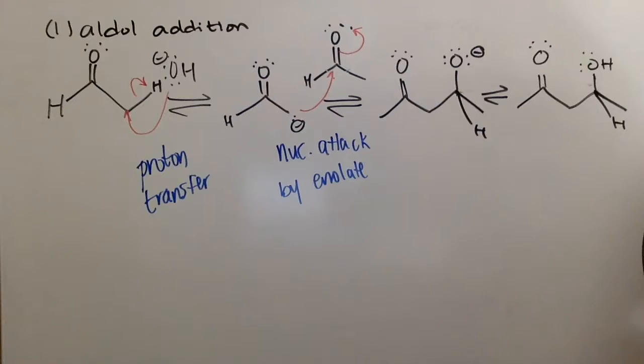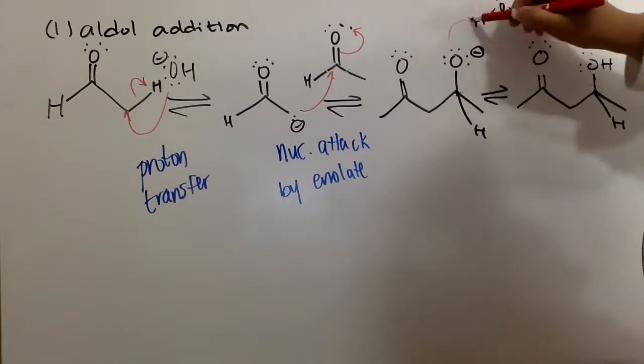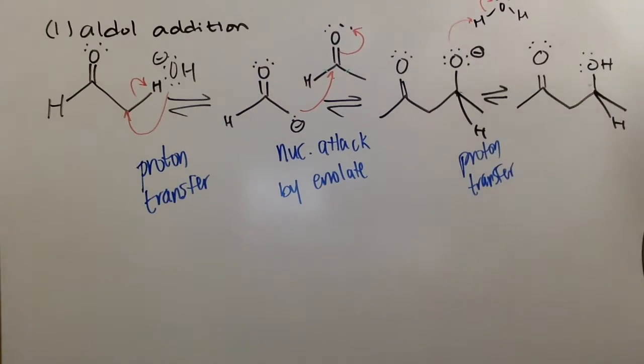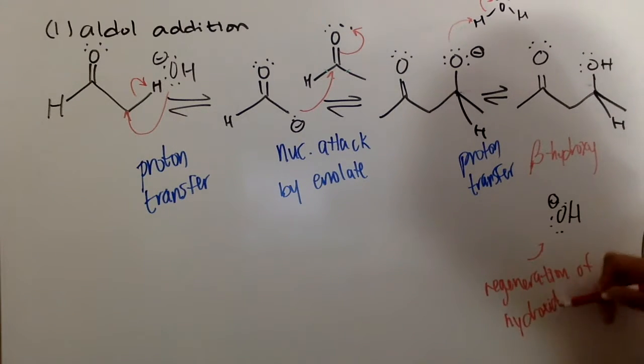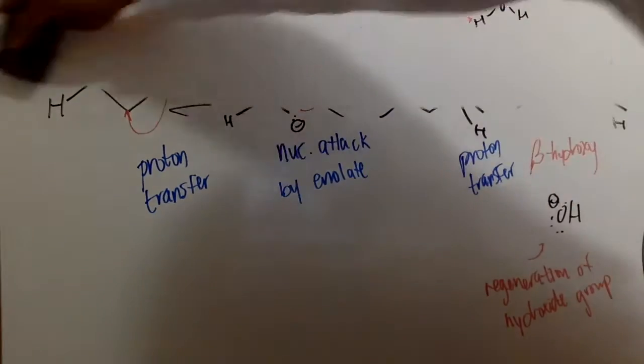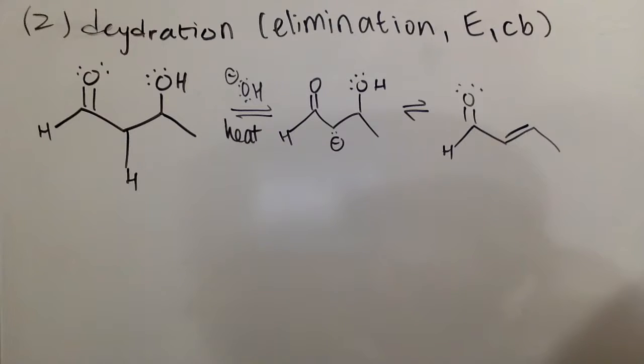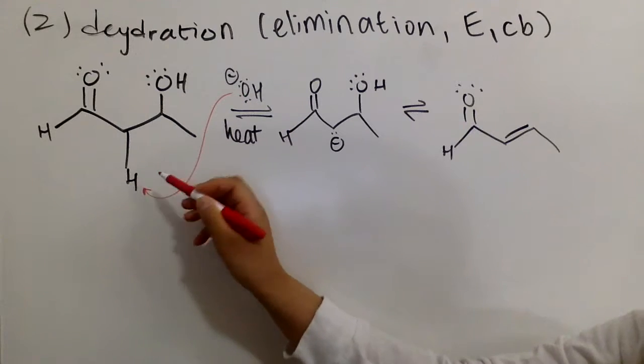The intermediate containing the alkoxide ion is protonated by water or an alcohol solvent. This results in the formation of a beta-hydroxycarbonyl compound. Shown here is a reaction for the two-step product that eliminates the hydroxide group to form the final product, the alpha-beta unsaturated aldehyde or ketone.